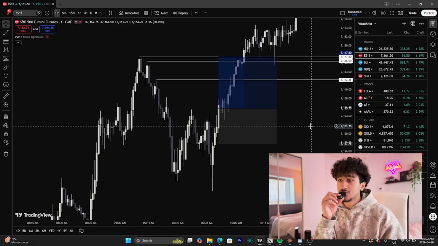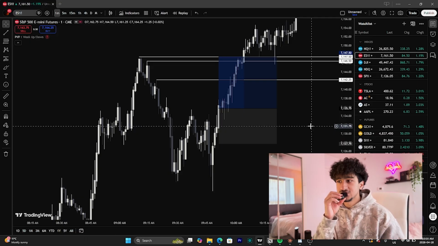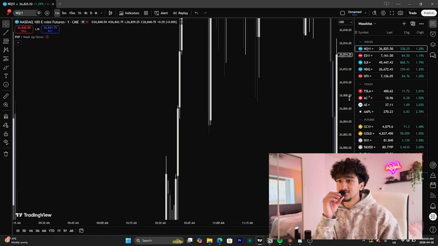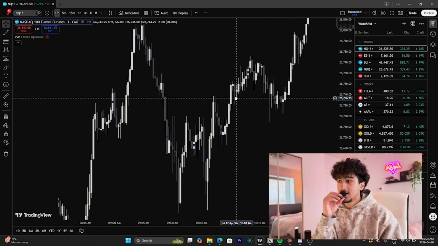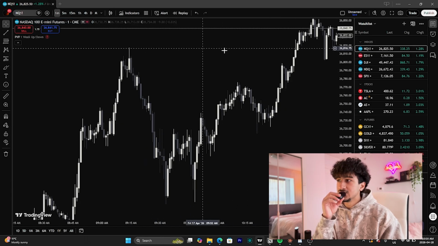ES was showing a lot more signs of bullish structure. It was respecting more gaps. It was disrespecting the bearish ones. More consistent breaks of structure, just smoother price action to the upside, while NQ was just doing whatever it wanted, and it just looked more bearish in general. As we can see, it reached this high at around 10:40.